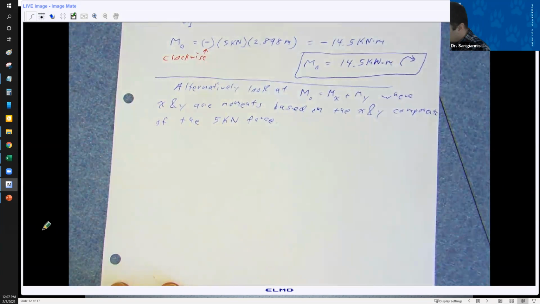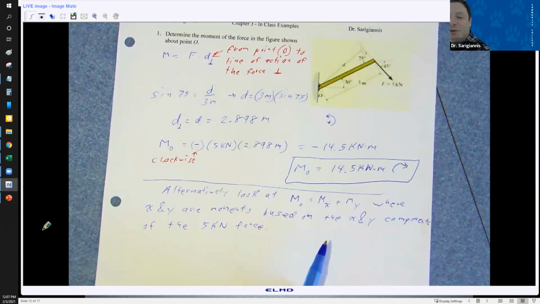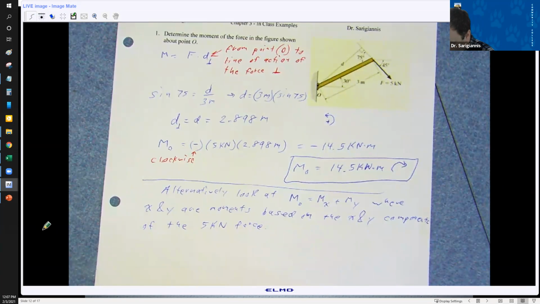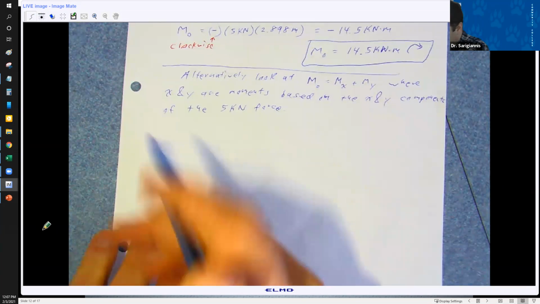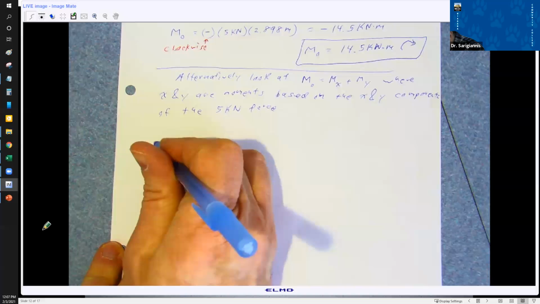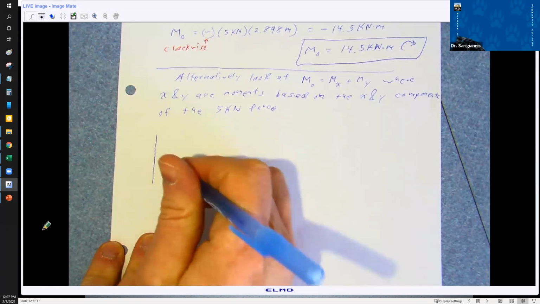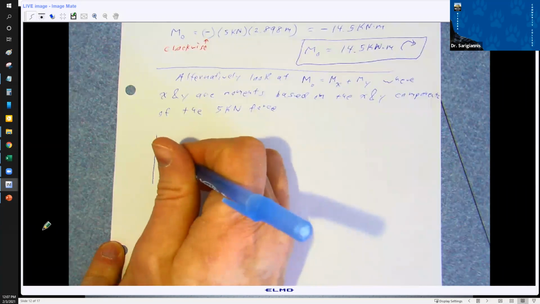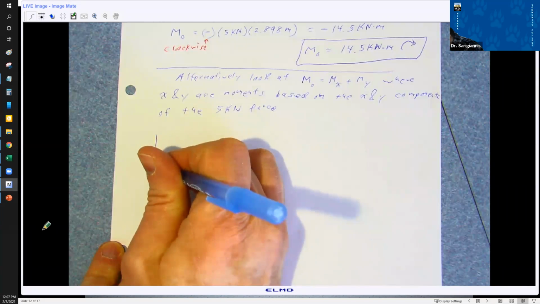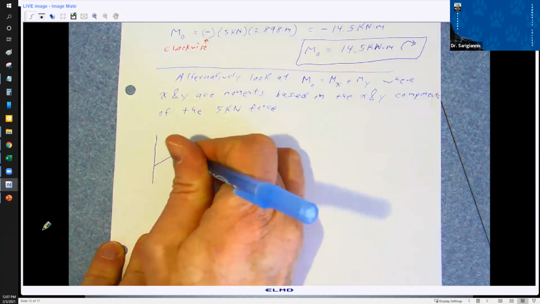All right, so what we're going to do is take this and break it down into its X and Y components. Let's see what that looks like. I'm going to draw this out. Let me draw a wall here first, and then you've got this rod sticking out of the wall. And we're given 30 degrees there.